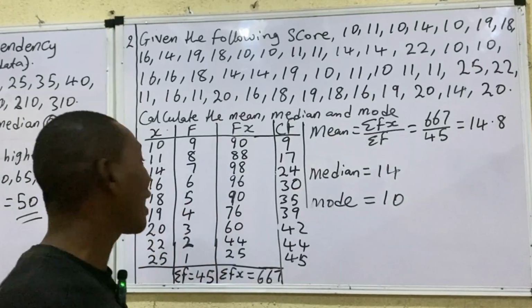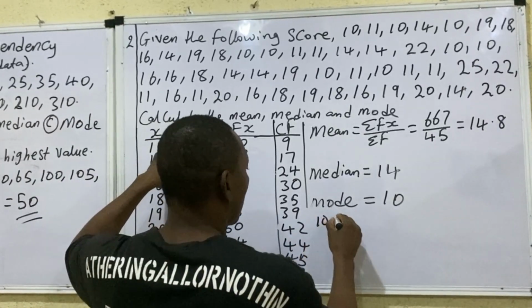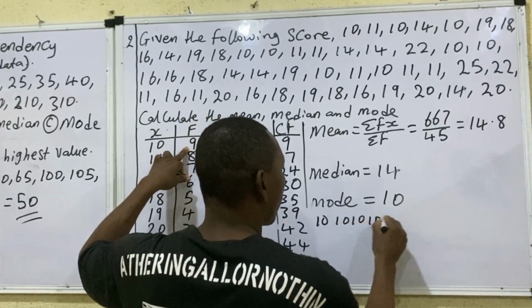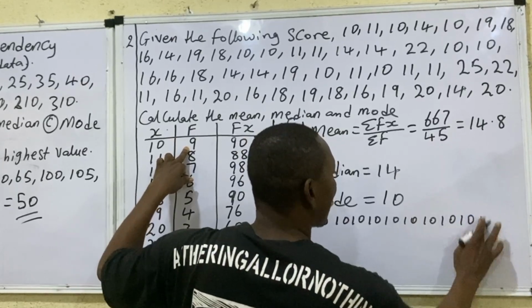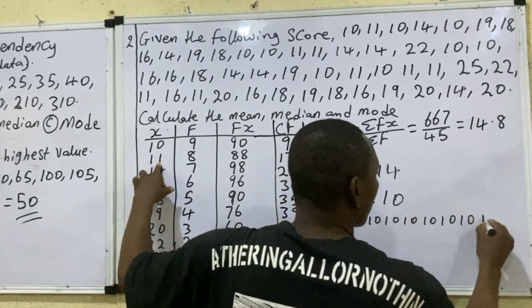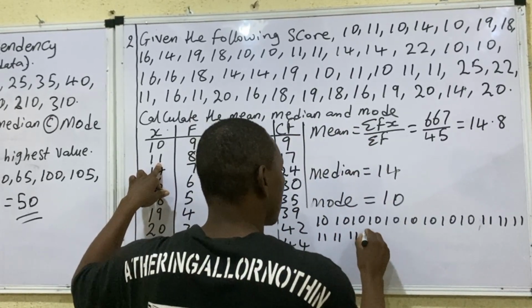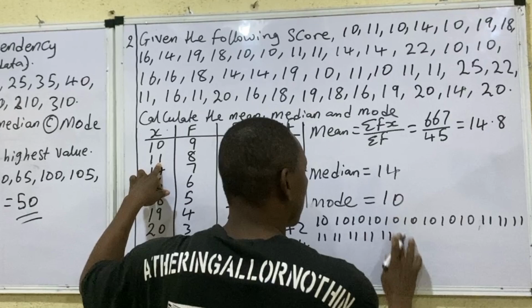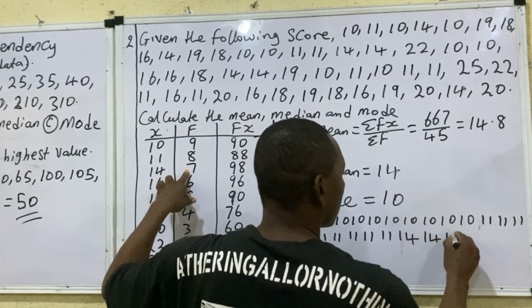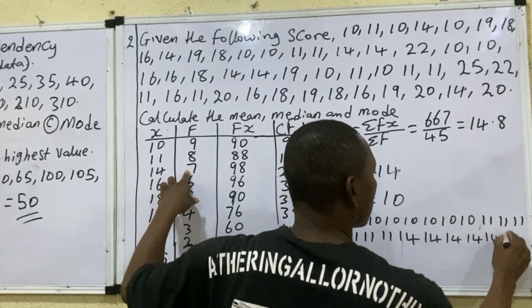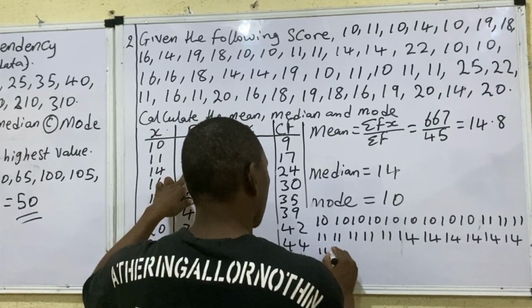But let's do it in the kindergarten way. We have 10, how many times? 9 times. 1, 2, 3, 4, 5, 6, 7, 8, 9. 11, how many times? 8 times. 1, 2, 3, 4, 5, 6, 7, 8. 14, 7 times. 1, 2, 3, 4, 5, 6, 7.